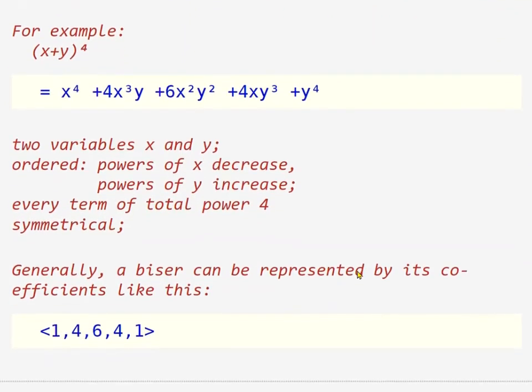So a Biser can be represented by its coefficients like this: 1, 4, 6, 4, 1. 1, 4, 6, 4, 1. Same forward and backward, so it's symmetrical.